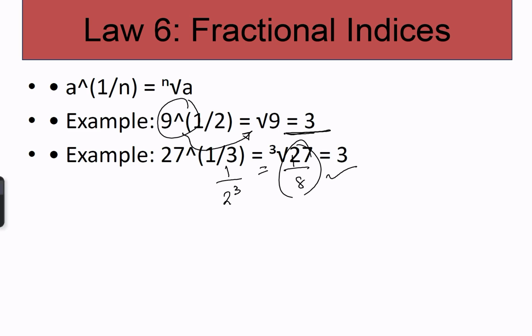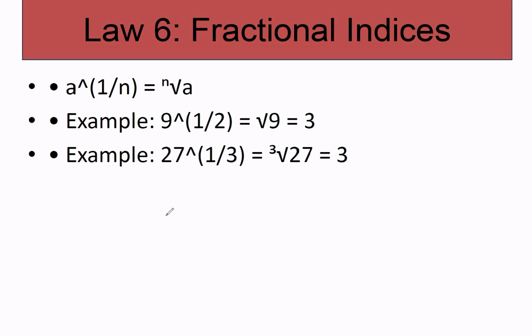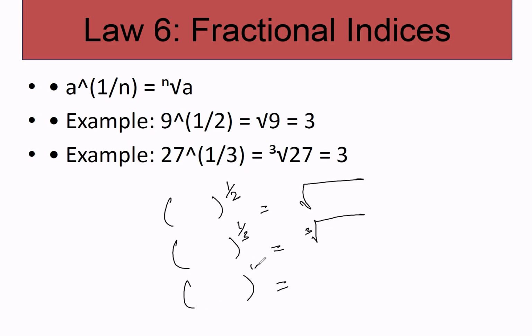Next law, fractional indices. In the previous video, I have already shown you what fractional indices mean. If your power is a half, it is termed as the square root. If your power is 1 over 3, it is termed as the cube root. If your power is 1 over 4, it is the fourth root. This means the bottom number is telling you which type of root it is. That's what fractional indices mean.